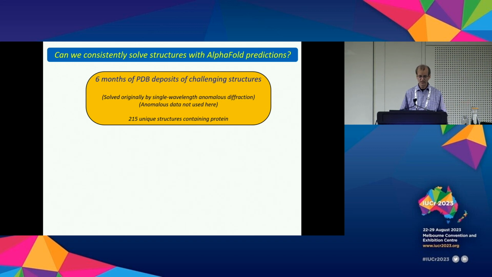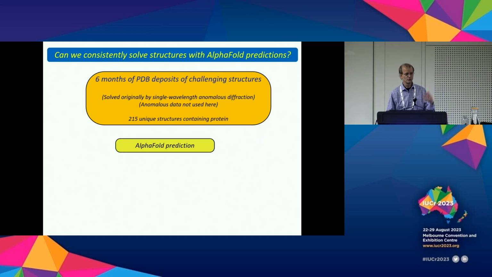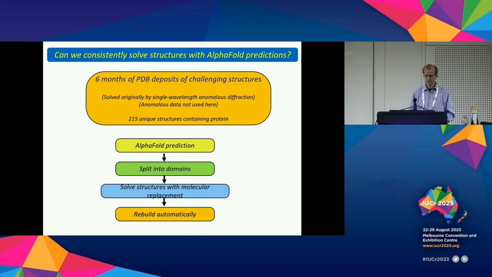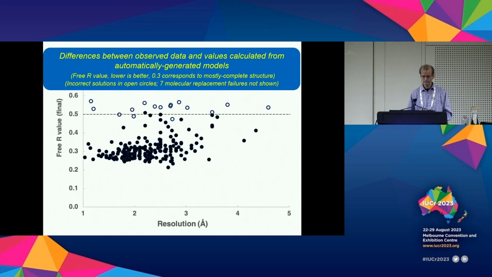Okay, so it turns out in 6 months there were 215 unique structures that had these characteristics and contained protein. You have to have protein or else it's not going to work, obviously. So we did AlphaFold prediction, split them into domains, solved the structures by molecular replacement, and rebuilt automatically. Everything's totally automatic. We didn't do anything by hand whatsoever. So what's the answer? Here are the free R values for those 215 structures. Seven are not shown because they failed molecular replacement when I was doing it.